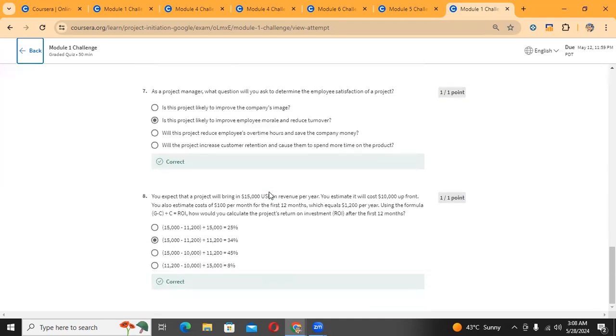And from the eighth question, we have to calculate the ROI after 12 months. So the correct answer is 34%: 15,000 minus 11,200 divided by 11,200. So we will get 34%. To calculate the ROI, subtract the total cost from the gross revenue and divide by total cost. So we will get this.